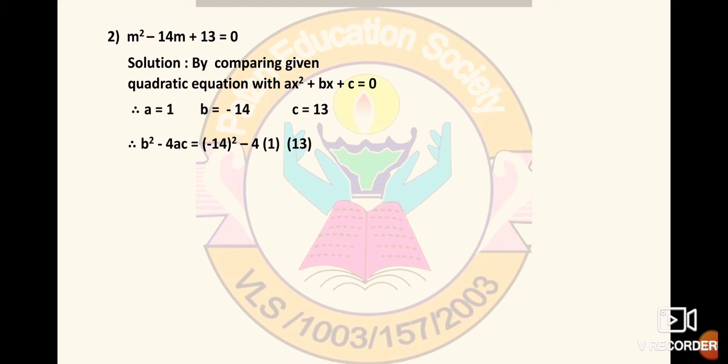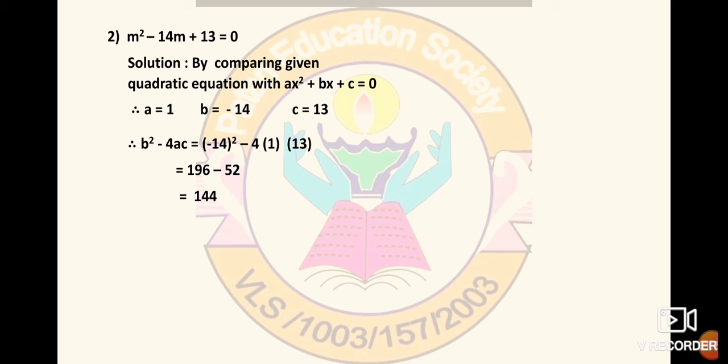Again you can calculate the value of b square minus 4ac. b is negative 14, so negative 14 in brackets square, minus 4, a is replaced by 1 and c is replaced by 13. Negative 14 square will become 196, minus 4 into 1 into 13, the entire product you will get equal to 52. So 196 minus 52, you will get the answer equal to 144. 144 is the value of b square minus 4ac.